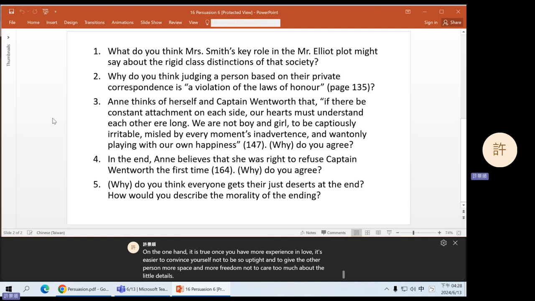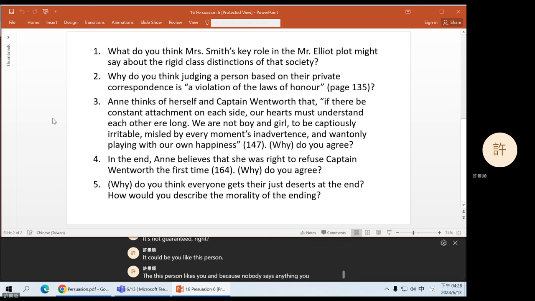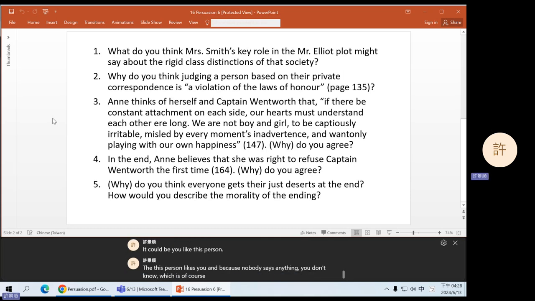On the other hand, the first half of this thought, if we do still love each other, we're going to find out sooner or later. Not true. It's not guaranteed, right? It could be you like this person, this person likes you, and because nobody says anything, you don't know, which is, of course, their current situation.